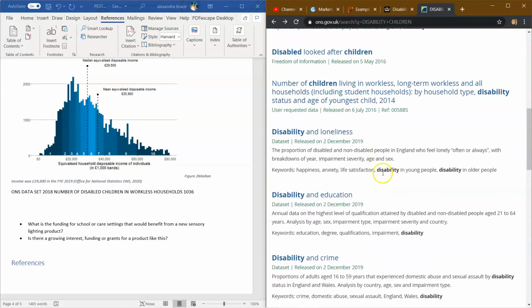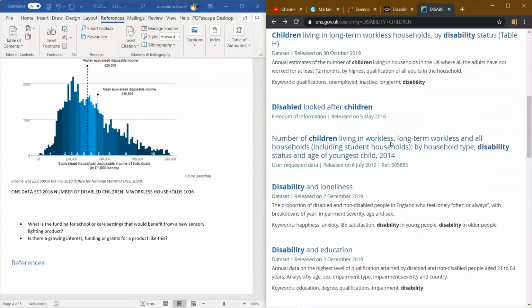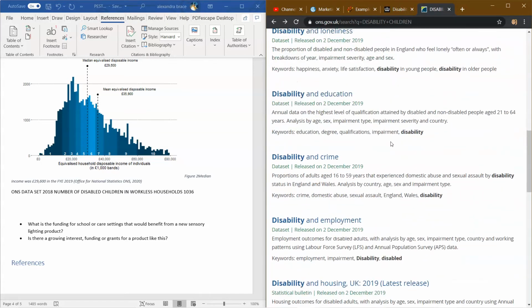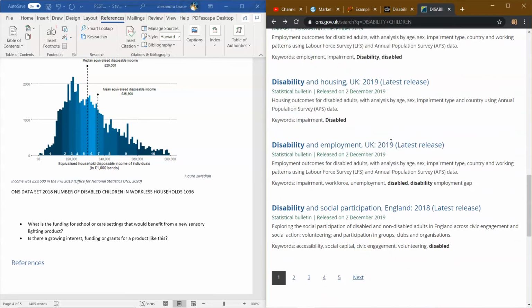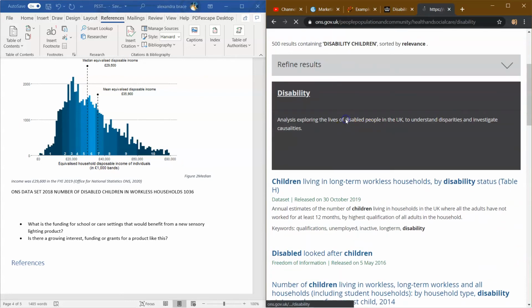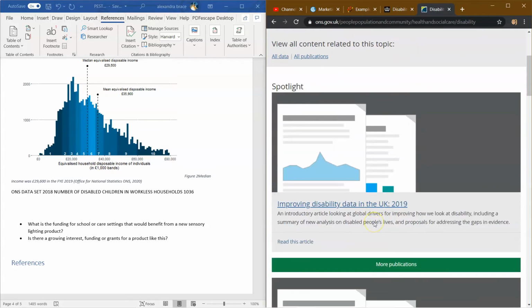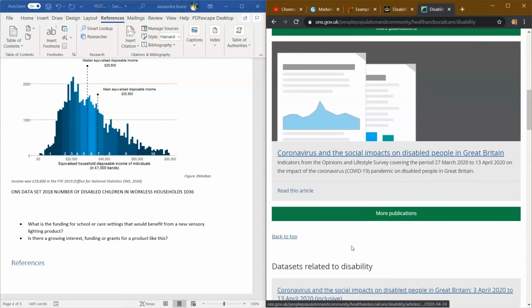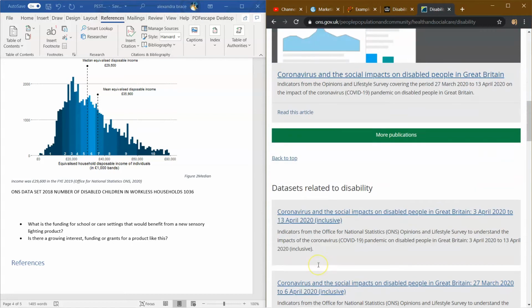So a lot of them is to do with just the keyword disability. So I've got disability in young people. You can click on any of these and it will bring you up reports based on what you've looked at. Now there's quite a lot of them, so I'm going to click on the top one here. This is giving me a spotlight on disability data in the UK, coronavirus and the social impacts.